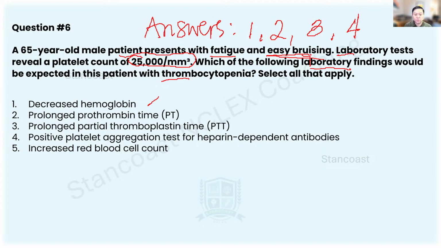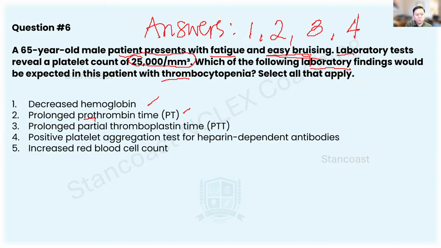Okay. Now, what about number 2? Prolonged prothrombin time. What do you think about the PT? It will actually be increased. The time will be prolonged because the thrombocytopenia itself can also impair the clotting process. So there will be an increase in the PT.